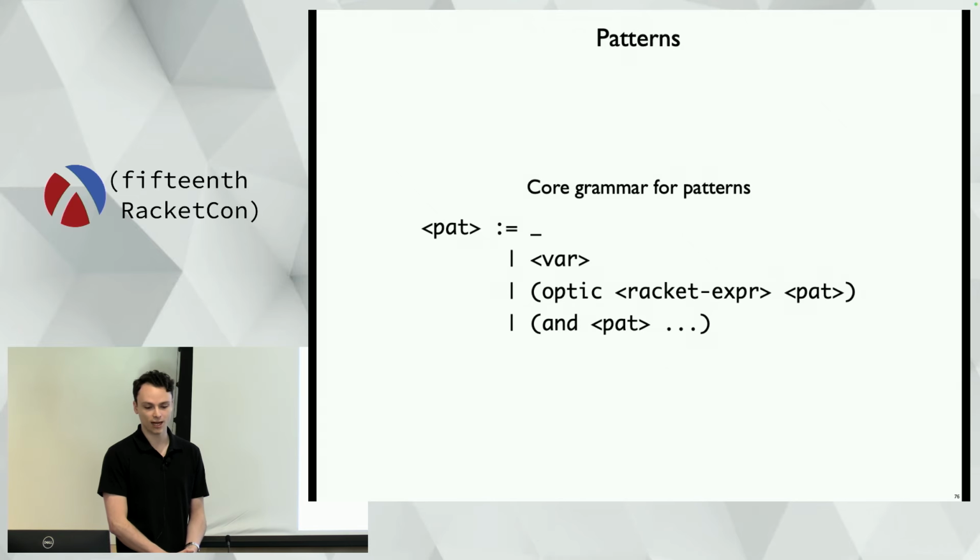And so our core grammar for patterns actually ends up being very small. We have wildcard, variable, optic, and AND. And that's really nice because our compiler is only going to have to worry about those four things, and then we can just have a bunch of syntactic sugar on top of that.